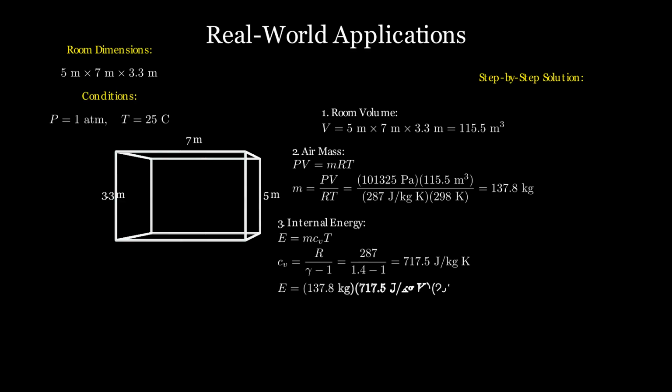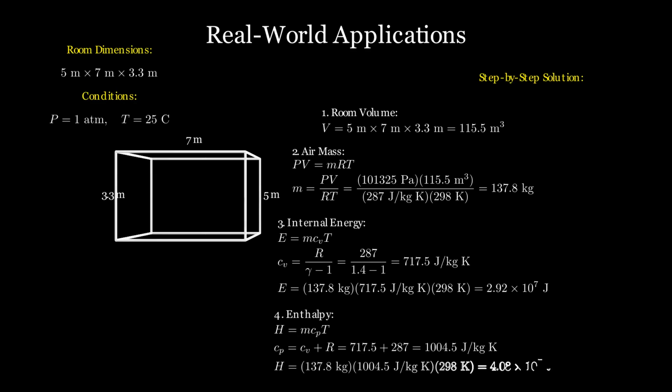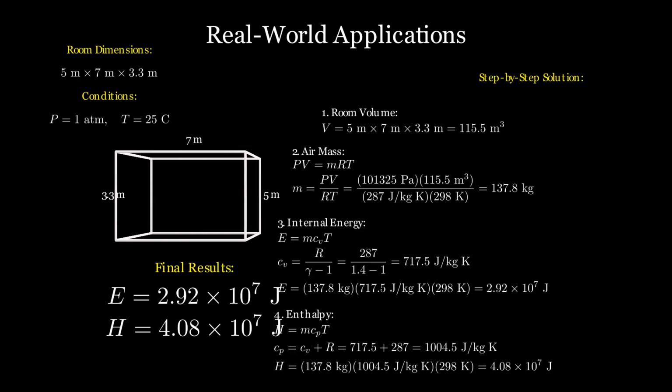For internal energy, we use E equals m Cv T. The specific heat at constant volume represents the energy needed to raise the temperature when we don't let the gas expand. Finally, enthalpy adds the potential for the gas to do work. That's why we use Cp instead of Cv. The difference, R, represents the additional energy available for expansion work. Our calculations show that the internal energy is 2.92 times 10 to the 7th joules, and the enthalpy is 4.08 times 10 to the 7th joules. The difference between these values represents the potential work energy stored in the gas under constant pressure conditions.